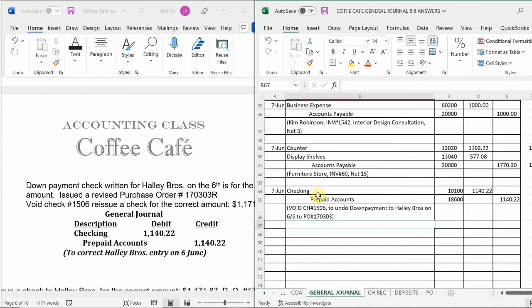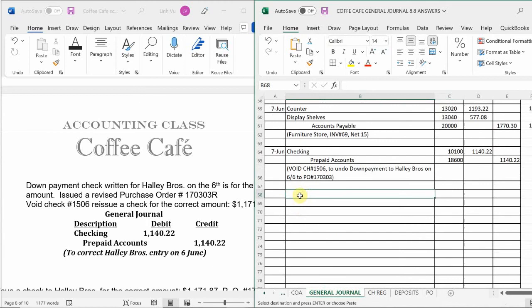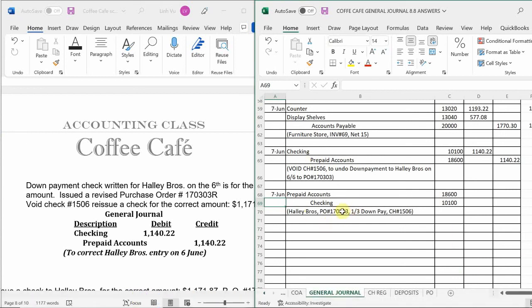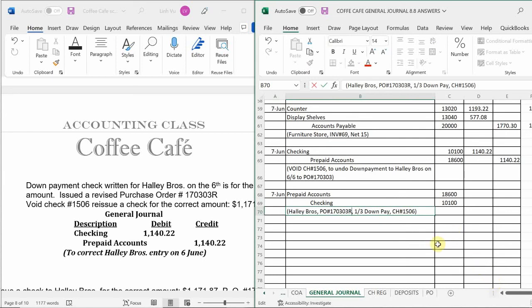So I can go ahead and journalize my transaction once again, because now that I reversed the transaction, I need to issue a new check. To save some time, I'm going to copy the original purchase transaction from above and paste it here. So in this case, Hallie Bros purchase order is now 303R, 1/3 down payment, which we cut a new check for. So therefore, it's no longer 1506.